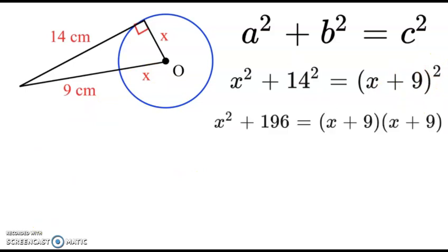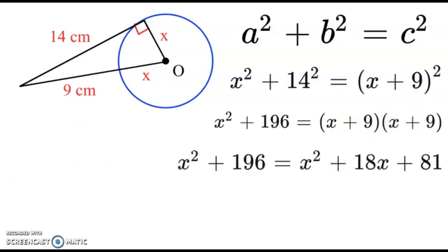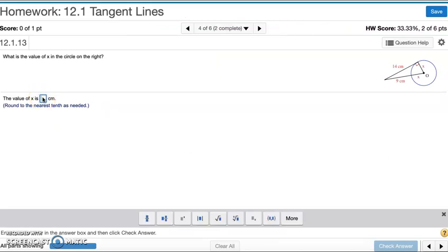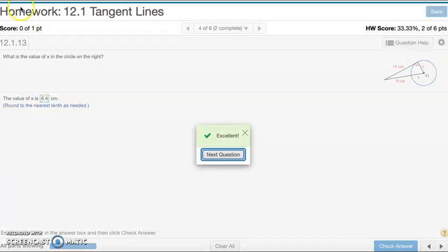So expanding that, we get x plus 9 times x plus 9, and 14 squared is 196. Distributing and FOILing that out gives us x squared plus 18x plus 81 equals 196 plus x squared. Subtract x squared from both sides, and we're left with 196 equals 18x plus 81. Subtract 81 from both sides, then divide both sides by 18, and we get approximately 6.4 for x. So let's type that in. So x equals 6.4. And that's number 4.